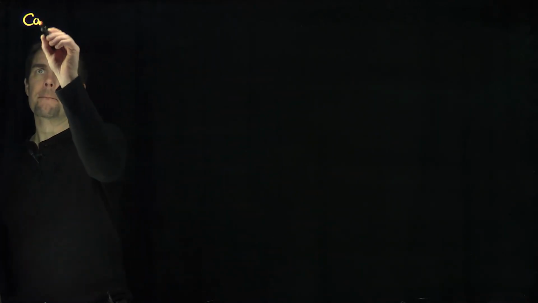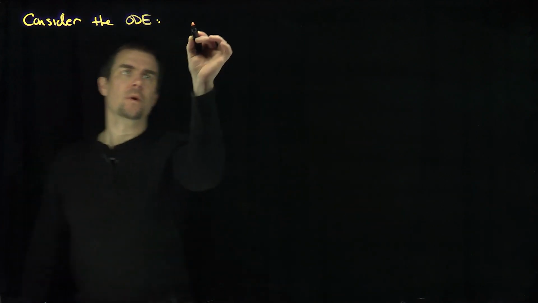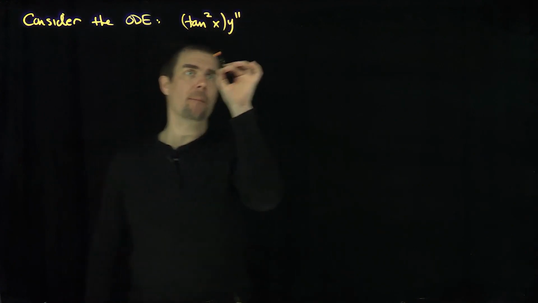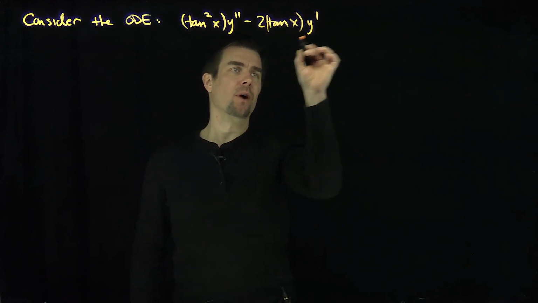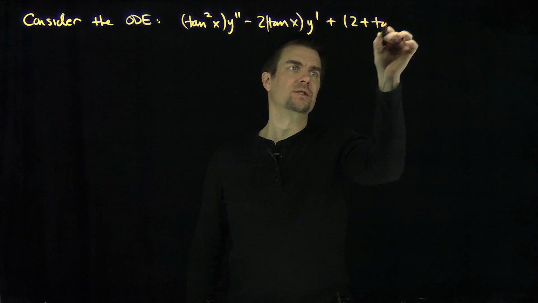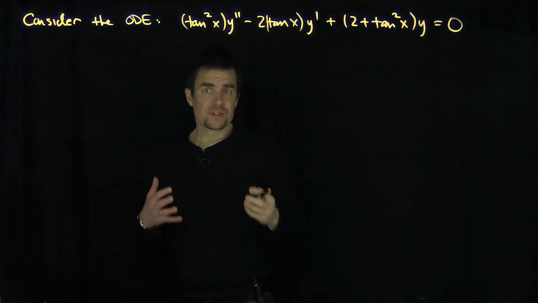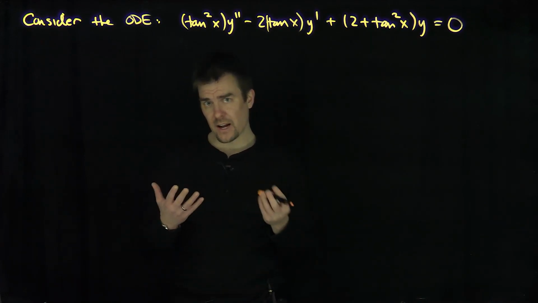Hello students, in this video we'll see an example of solving a second-order linear differential equation with non-constant coefficients using reduction of order. Let's consider the ODE: tangent squared x times y double prime minus 2 tangent of x times y prime plus 2 plus tangent squared x y equals 0.